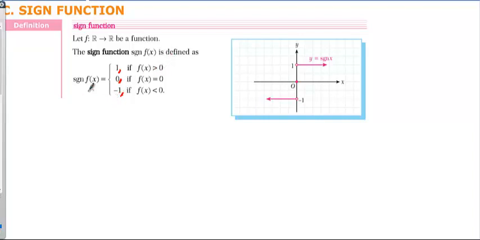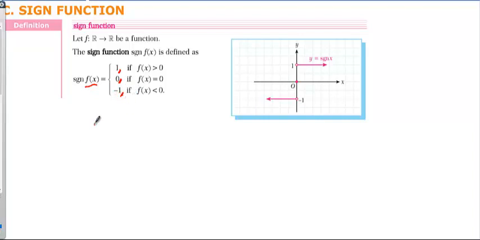When the number or function that is written inside the sign function is greater than 0, it is equal to 1. If it is equal to 0, it should be equal to 0. And if it is smaller than 0, it should be equal to -1.